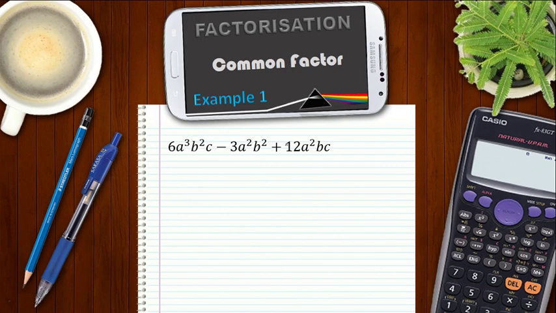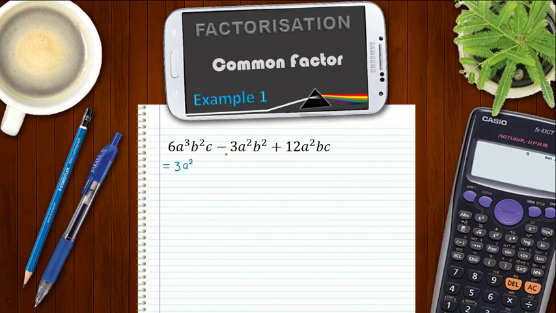So we have three terms over here, and to take out the common factor, let's start by looking at the numbers. We've got 6, 3, and 12, and we know our highest common factor between these three is 3, so we can take out a 3. And then if we look at our variables, we start with a. We've got a to the power of 3, a to the power of 2, and a to the power of 2 over here. So the highest we can take out is a to the power of 2, because that's the highest amount of a's that each term can give, so a squared.